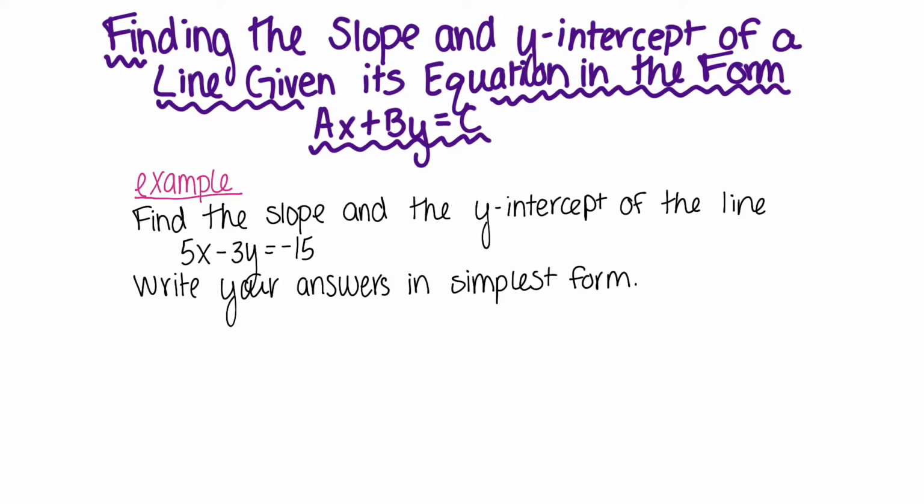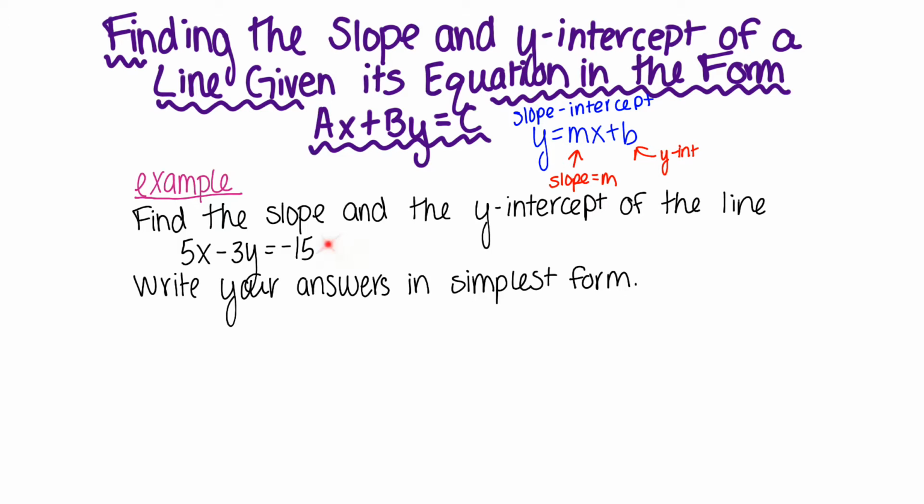Finding the slope and y-intercept of a line given its equation in the form ax plus by equals c. The form ax plus by equals c is also known as standard form. This is not the form that we are most used to seeing lines. We're most used to seeing lines in slope-intercept form, which is y equals mx plus b form. In y equals mx plus b form, the slope is the number right next to the x, and the y-intercept is this number with no variable attached to it.